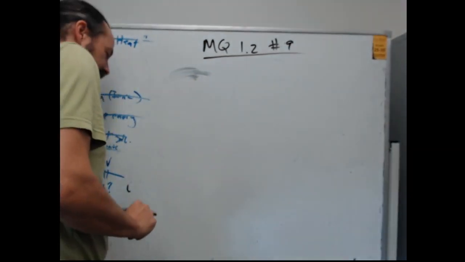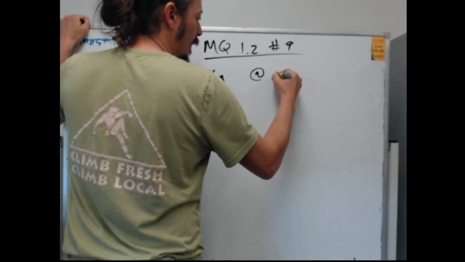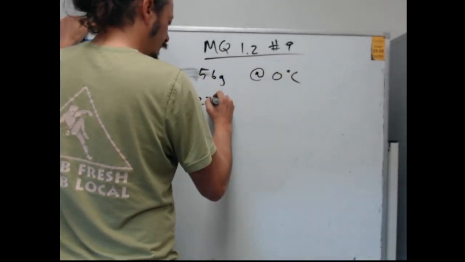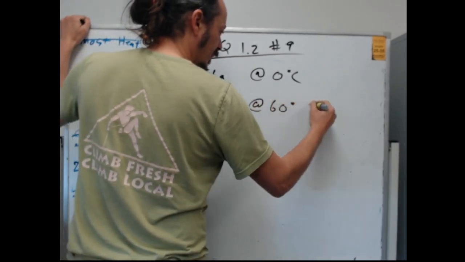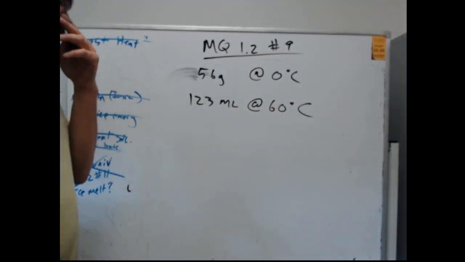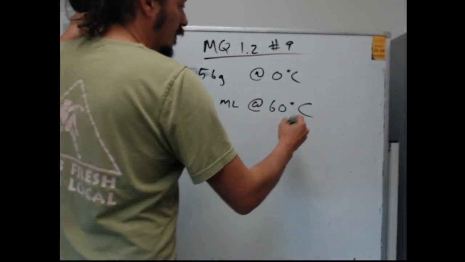So a 56 gram piece of ice at 0 degrees Celsius is put into 123 milliliters of 60 degrees Celsius water in an insulated cup. Does all of the ice melt? What is the final temperature when everything is in equilibrium? How much ice is left when everything is in thermal equilibrium?